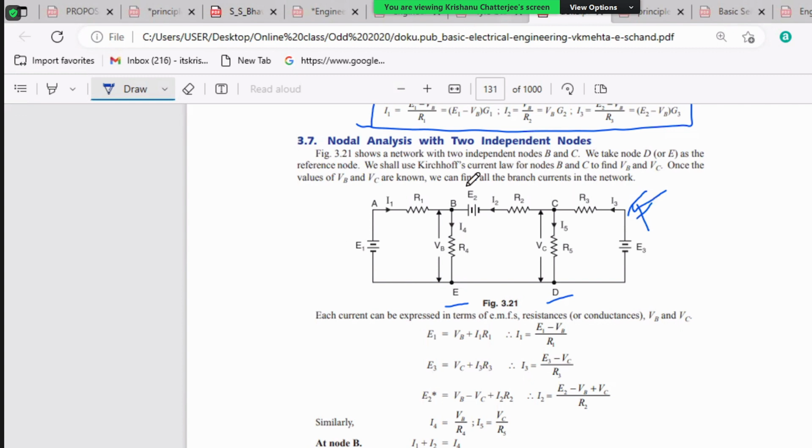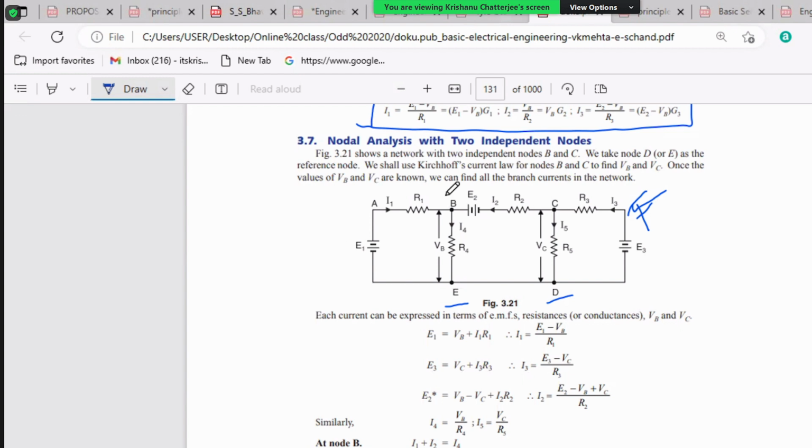You can ask, sir, this is connected to the battery, but though it is connected, you have a resistance on either side of B. So the potential at B and the potential at A or the potential at C will not be equal, because though there is a battery, there is a resistance too. So B and C are the independent nodes.